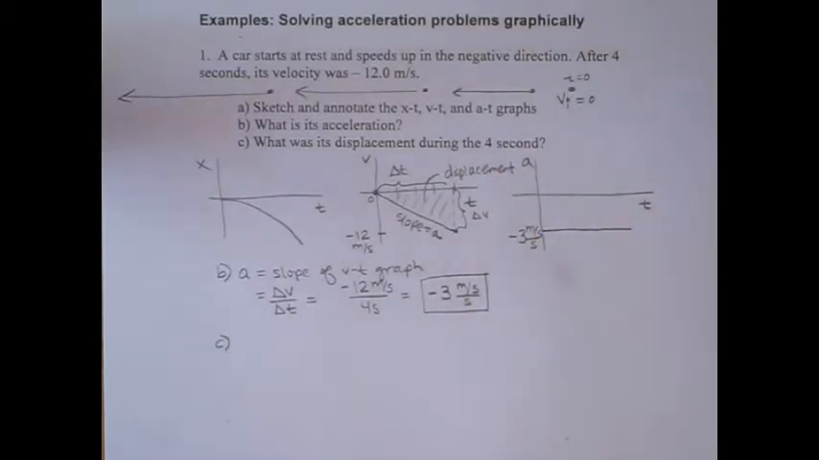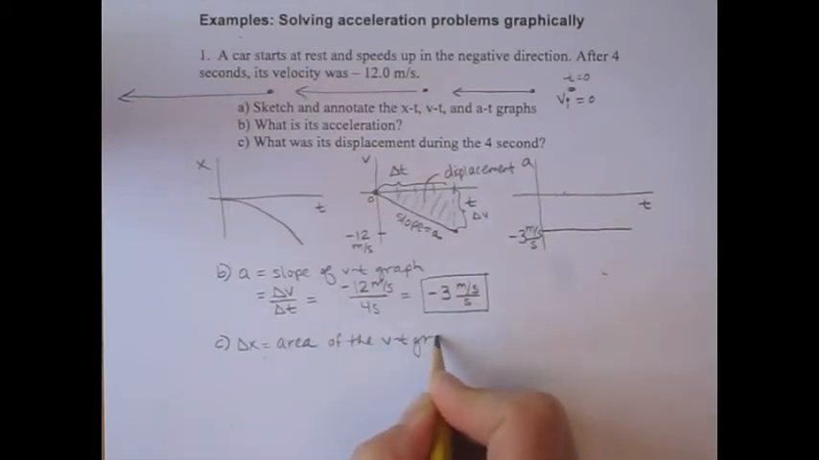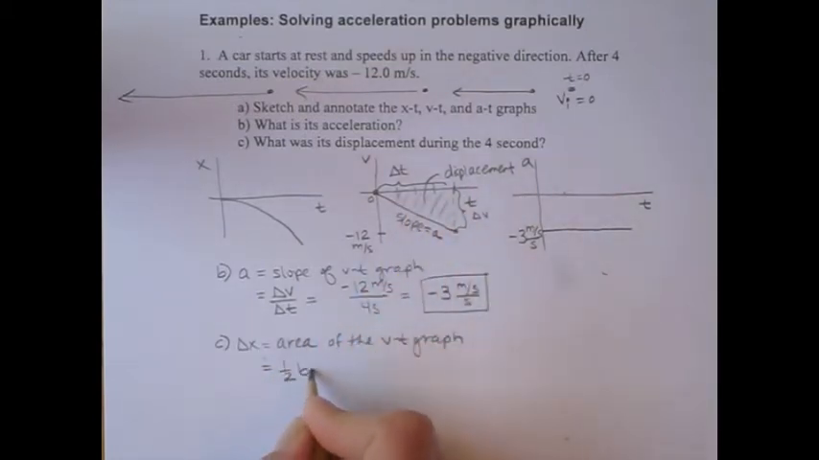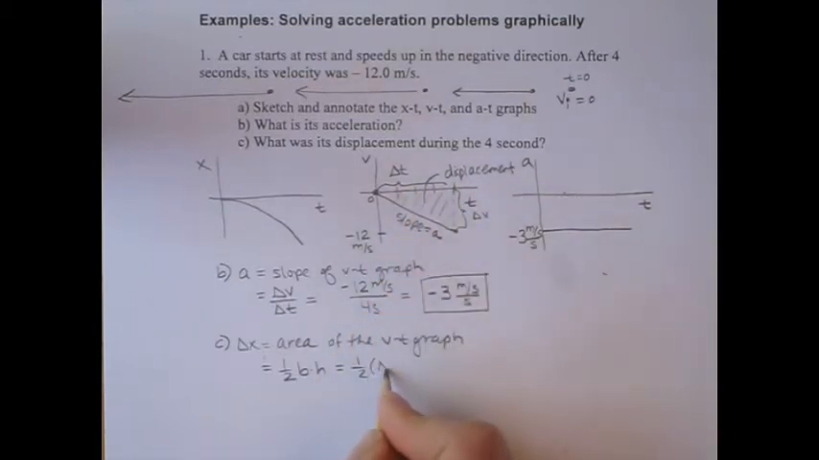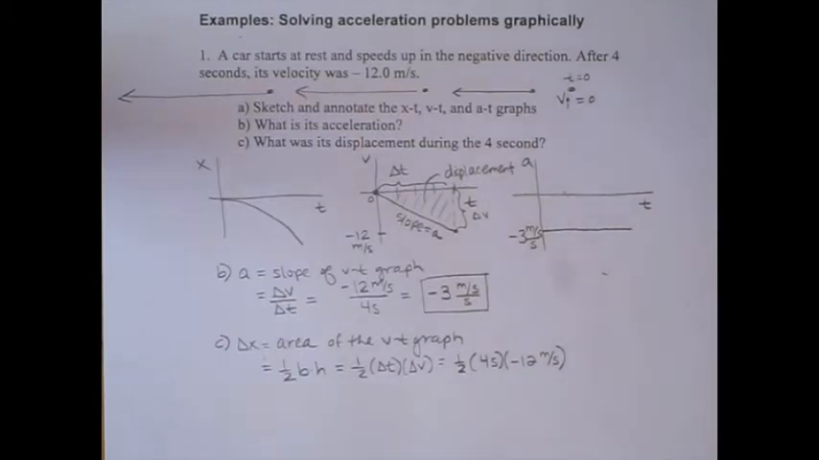Part C. What is the displacement during the 4 seconds? Displacement is the area of the velocity time graph. And we have here a triangle, so that's going to be 1/2 the base times the height. The base of the triangle is the time interval. The height is the change in velocity. So it's 1/2 times 4 seconds times negative 12 meters per second. And we can see that the seconds cancel out, and that leaves us with units of meters. And this gives us negative 24 meters.